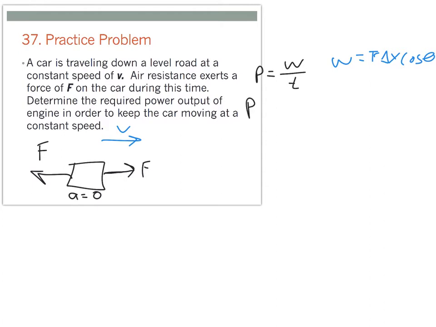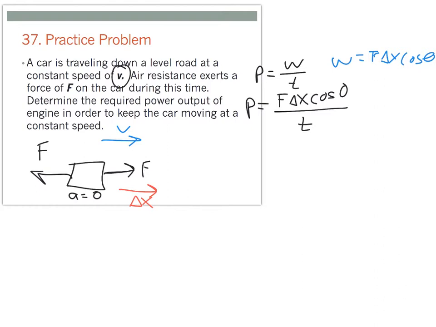So I'm going to say power is F delta x cosine of 0. I can say it's 0 because my force is going to the right. My displacement is also to the right, so that angle is 0, all over my time here. Now, I don't know displacement, I don't know time. However, I do know my velocity.